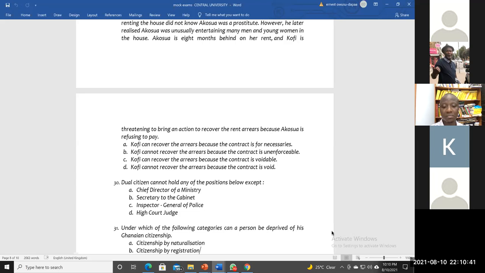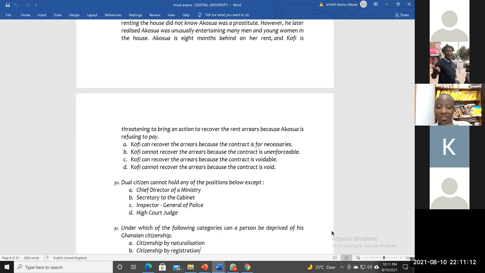3, where the law of a country requires a person who marries a citizen of that country to renounce the citizenship of his own country by virtue of that marriage, a citizen of Ghana who is deprived of his citizenship of Ghana by virtue of that marriage shall, on the dissolution of that marriage, become a citizen of Ghana. Okay. Amendment ends. Okay, so thank you.